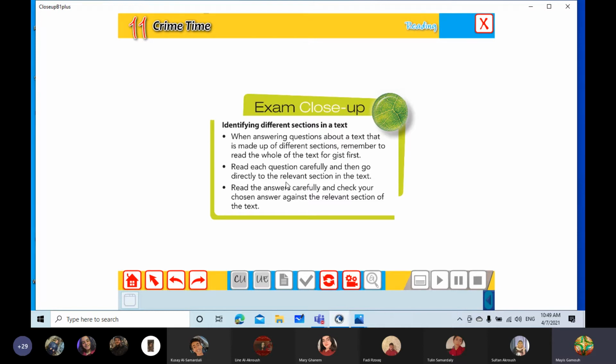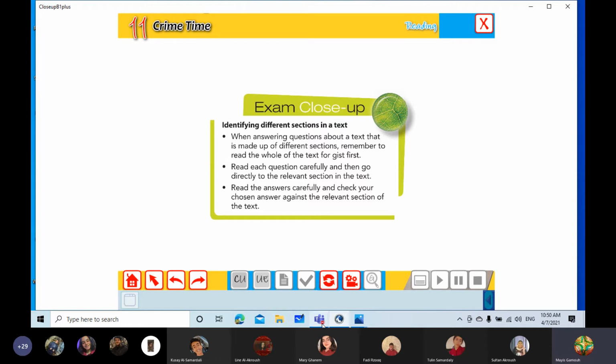Relevant here means الصلة, the part which is connected to that question in order to answer my question. So after reading the text carefully one more time, we go to the questions and we connect the question with the relevant, the connected section, اللي هو الجزء ذات الصلة, in order to answer our questions.